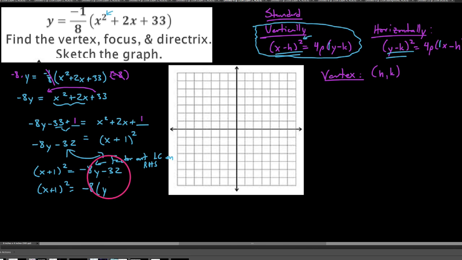Now, in terms of what we have left over, negative 32 divided by negative 8 would be a positive 4. But this is pretty neat because look what we have here. We have the standard form of this equation. All we had to do was complete the square just a little bit here.